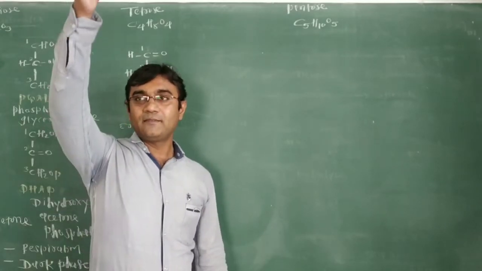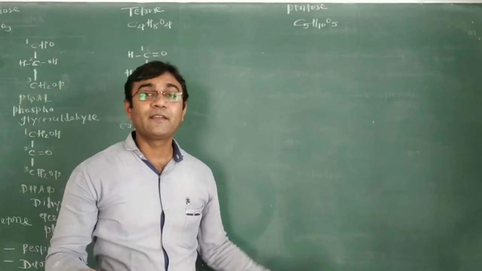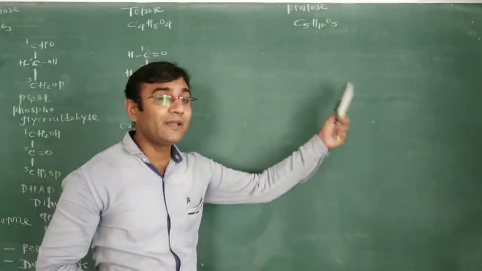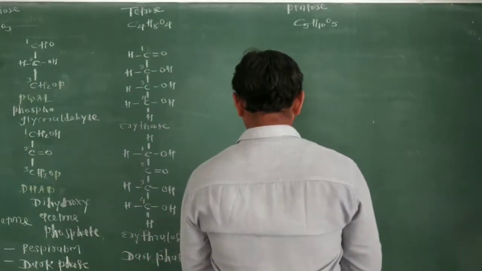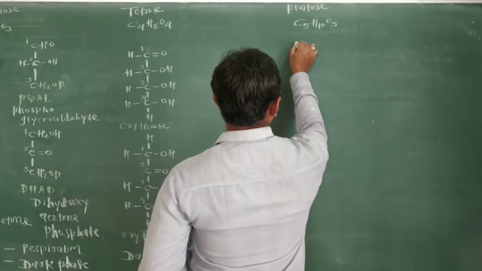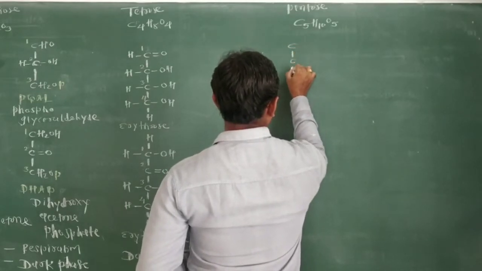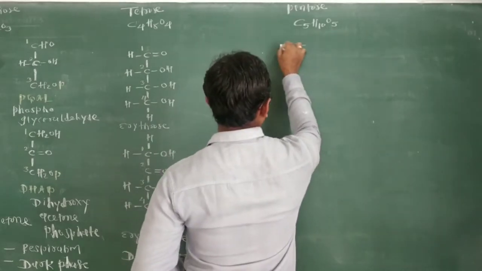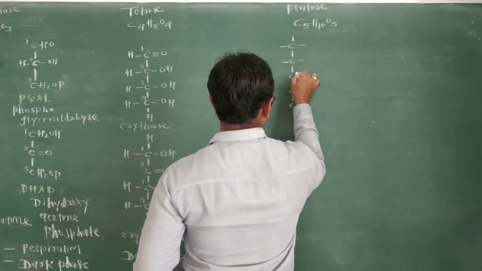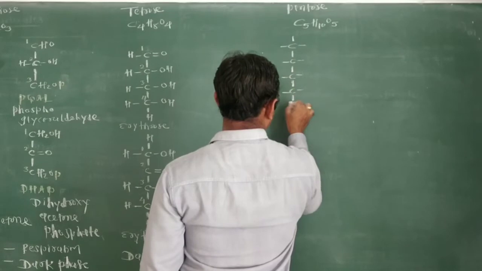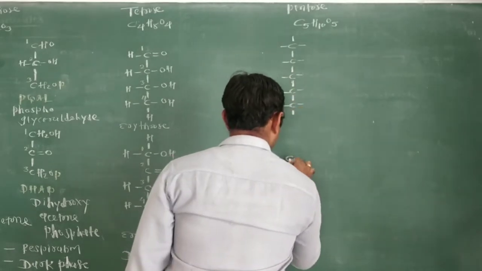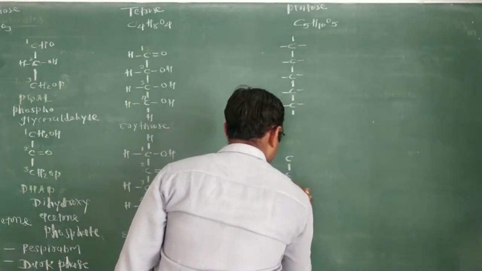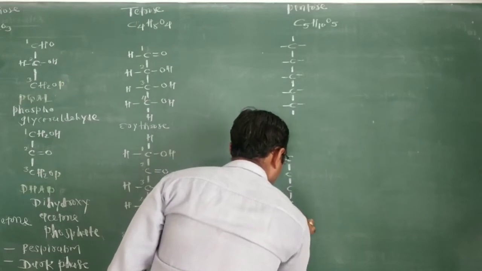So, mention one row of carbons, each having a valency of 4, and how many carbons? 5. First carbon, second, third, fourth and fifth, all having a valency of 4. First carbon, second, third, fourth, fifth.